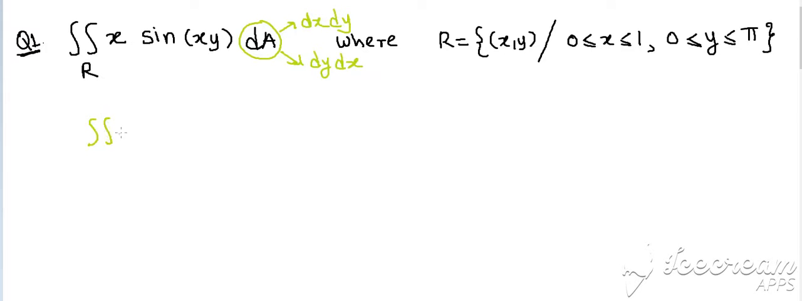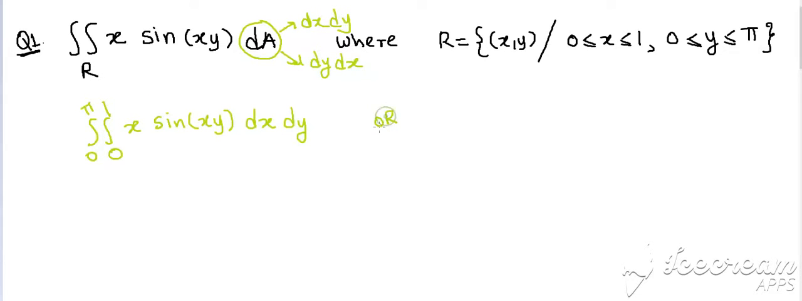Our integral will become the double integral of x sin(xy), suppose we are taking dx dy first. As you know from the previous video, if it is dx here, these limits will be for x. What are the limits for x? x varies from 0 to 1. So this will become 0 to 1, and the outer integral will have the limits for y, which is 0 to pi. Okay, so this is the first integral.